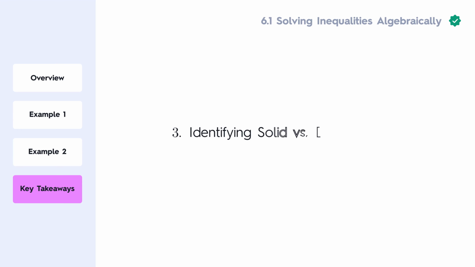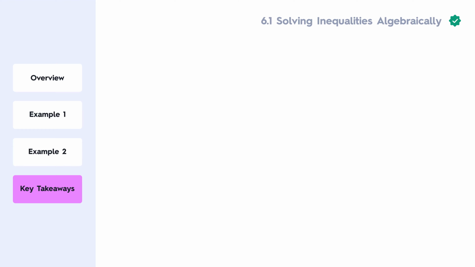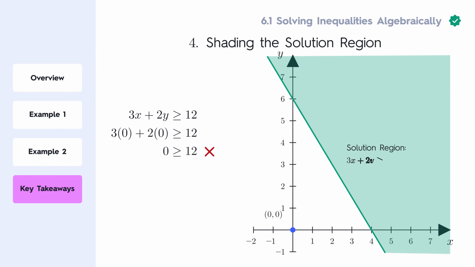Identifying solid versus dashed lines. Use a dashed line for less than or greater than inequalities, meaning points on the line are not included in the solution. Use a solid line for greater than or equal to or less than or equal to inequalities, because points on the line are part of the solution. Shading the solution region. We shade above or below the boundary line based on the inequality sign. A simple way to check is by using a test point, like the origin, 0, 0, to see if it satisfies the inequality. With these steps and strategies, you're well prepared to tackle any problem involving inequalities in two variables.